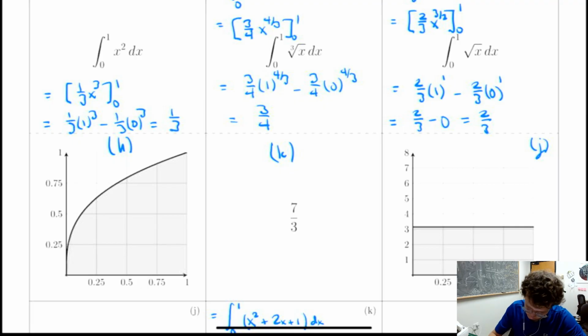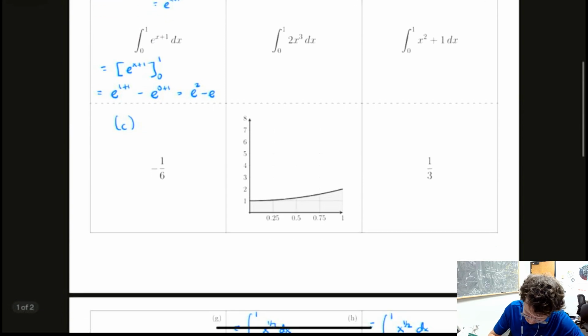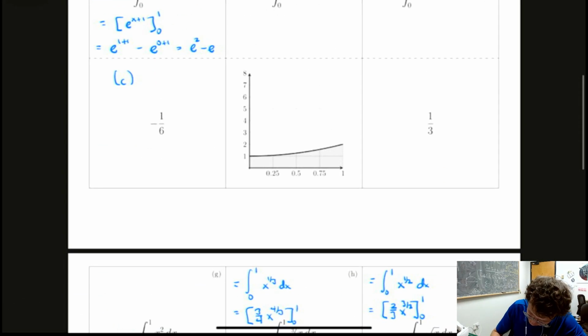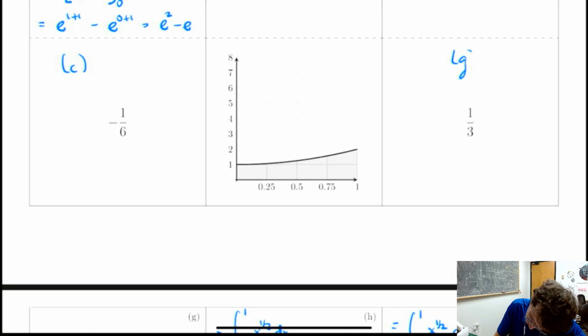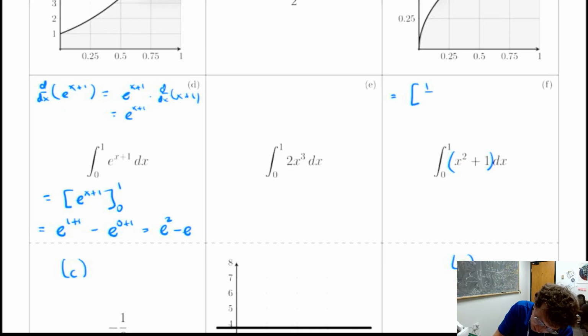And it's 1/3. Okay, do I see 1/3? Yes. That was G. Okay, integral of (x squared plus 1). I really like to put parentheses around here, because the dx is kind of being multiplied, so anyway. My antiderivative is 1/3 x cubed.